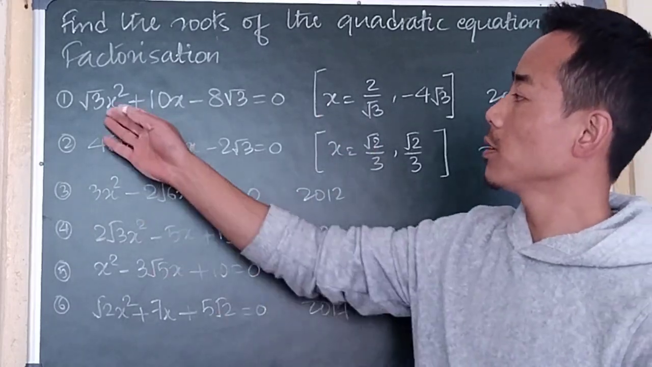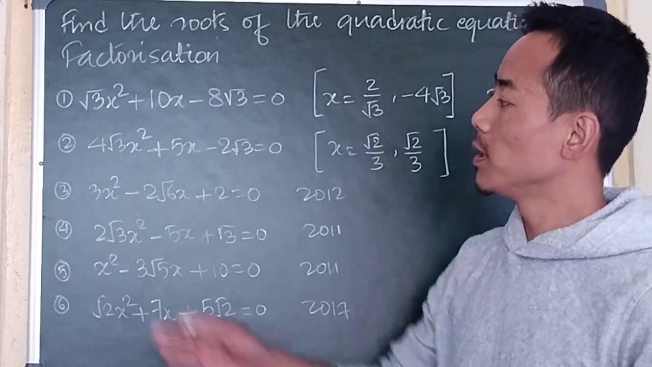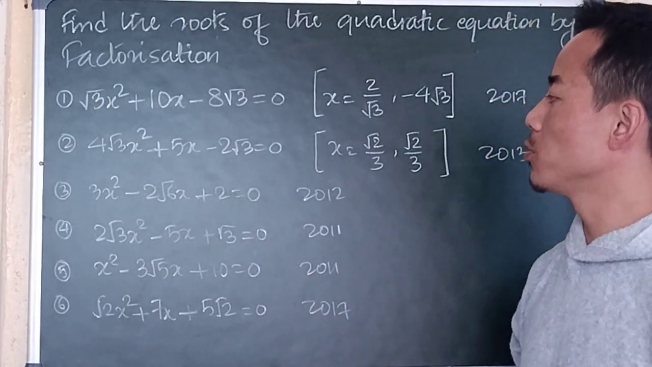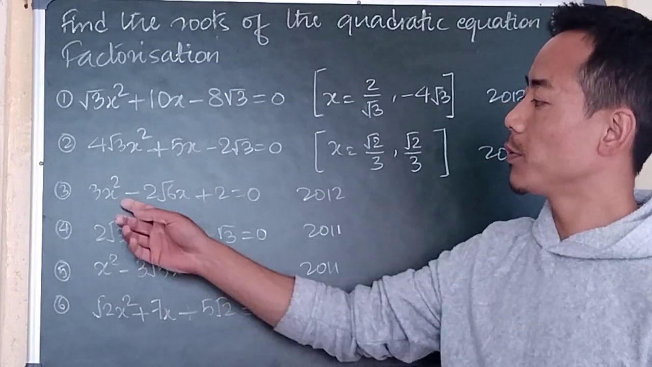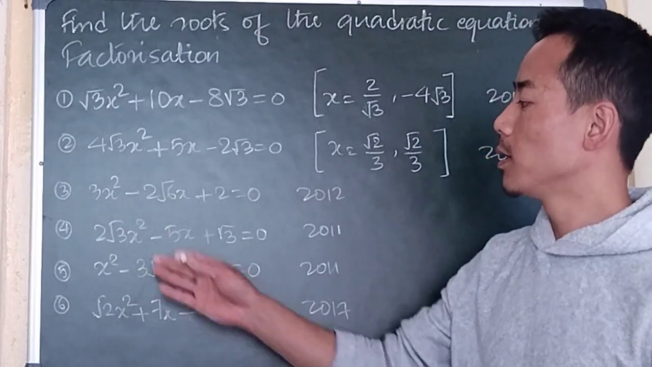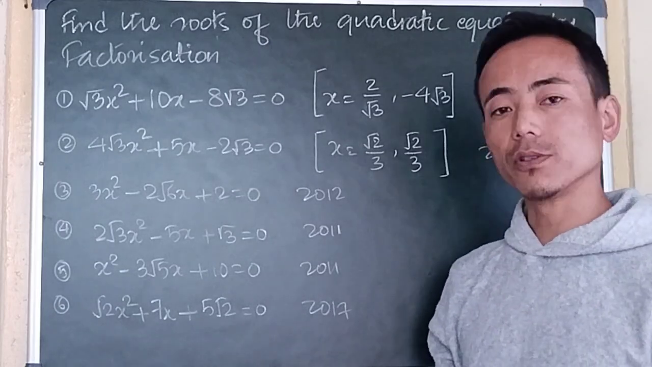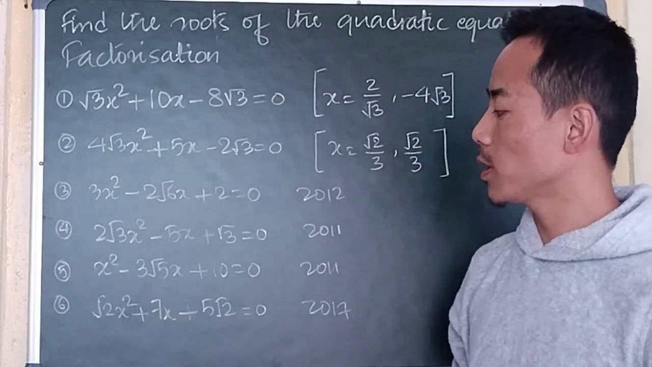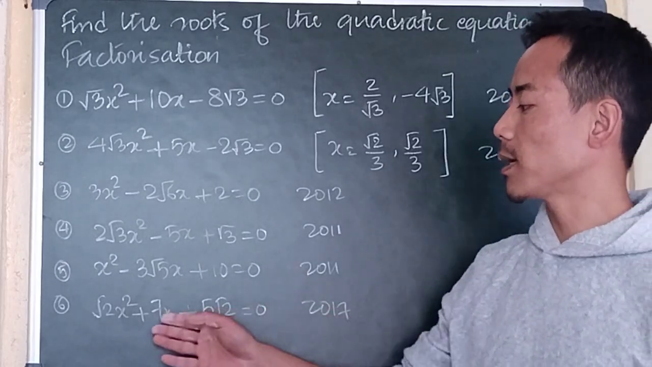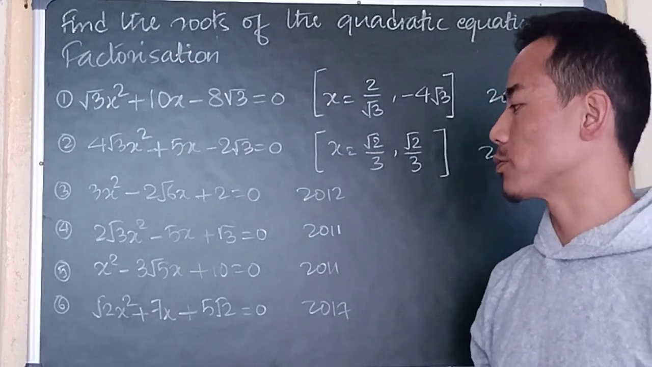The first question, root 3x square plus 10x minus 8 root 3 equals 0. Second one, 4 root 3x square plus 5x minus 2 root 3 equals 0. Third one, 3x square minus 2 root 6x plus 2 equals 0. Fourth one, 2 root 3x square minus 5x plus root 3 equals 0. Fifth one, x square minus 3 root 5x plus 10 equals 0. And the last one is root 2x square plus 7x plus 5 root 2 equals 0.